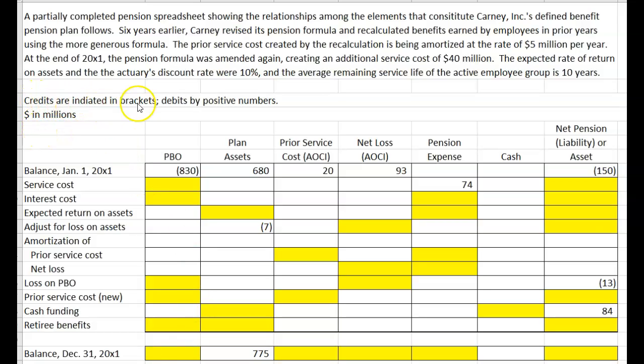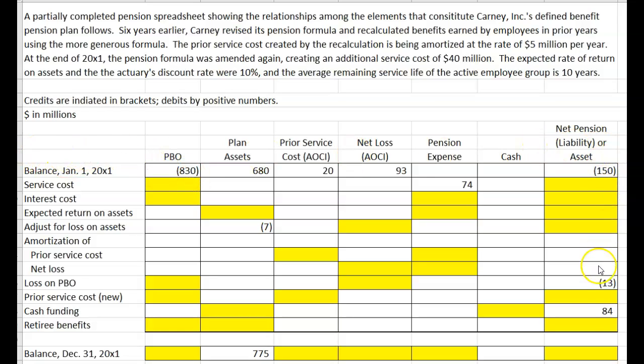Notice that credits are indicated in brackets. The PBO is a liability, so its balance should be a credit balance, and that's why it's in brackets, whereas plan assets are an asset, and they have a normal debit balance, so you would expect their balance to be reported as a debit, and that's why there's no brackets around the $680 million. So, credits are in brackets, debits are indicated by positive numbers or numbers that are not in brackets. Also, each of these numbers represents millions, so this is not $830 PBO, it's an $830 million PBO.